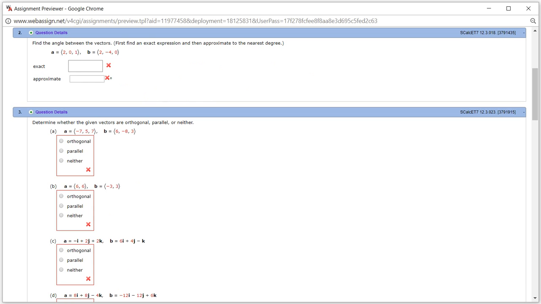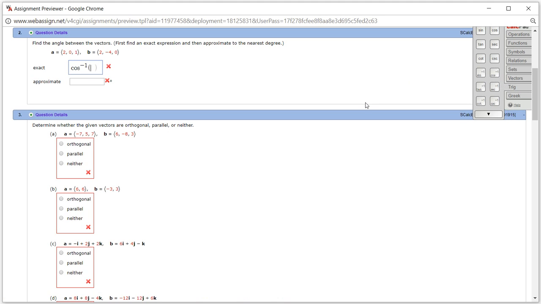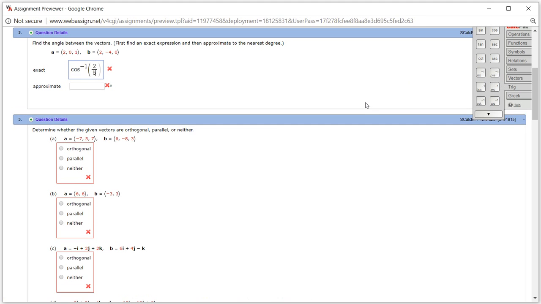I'm going to go here. So we have arc cosine. I think we would have to go to trig. And then you have arc cosine there. Then you have a 2/5.